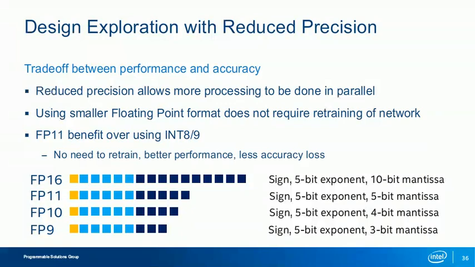With FP32, we can only perform one multiply at a time per DSP block on the FPGA. But with FP16, we will be able to do 2 per DSP block using 18 by 18 multiplies. And with FP11, we will be able to perform 4 multiplies at a time using a single DSP block. So the amount of computation performed scales really well. Another benefit of using reduced bit floating point numbers is that unlike int 8 or 9, there's no need to retrain the network. Just quantize down from the standard FP32 and it'll achieve better performance with less accuracy loss.